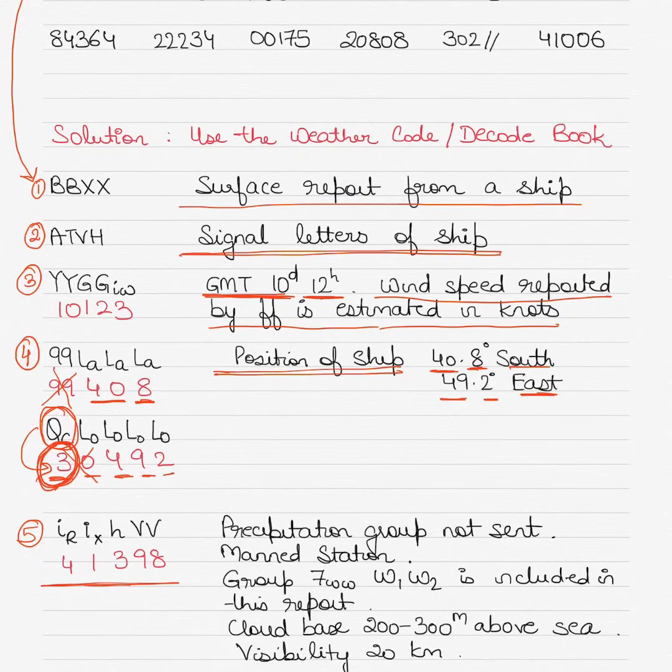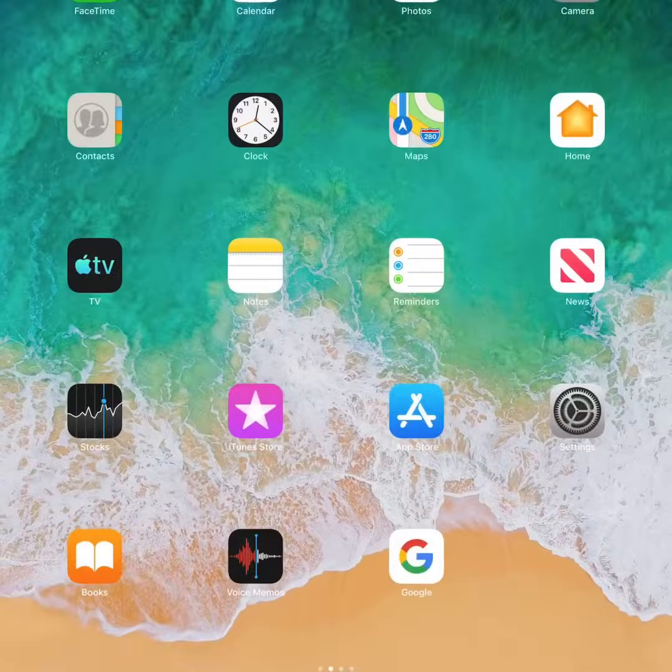Now here this stands for precipitation group not sent. It's a manned station, and the group 7W, W1, W2 is included in this report. Cloud base is 200 to 300 meters above sea level, and visibility is 20 kilometers. Now where did I get all this information from? Again, I have to go back into the weather code book, and there all that explanation is given. So let me go back there.